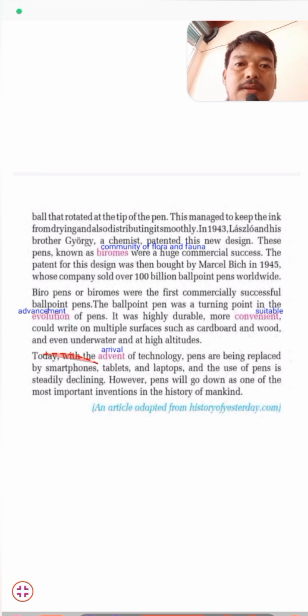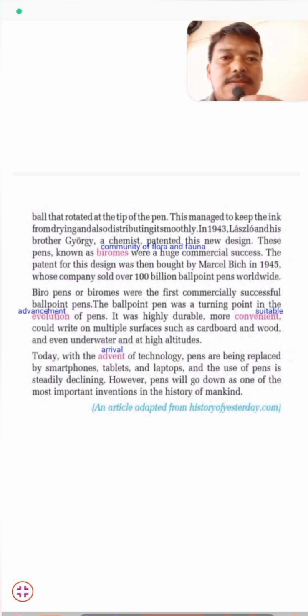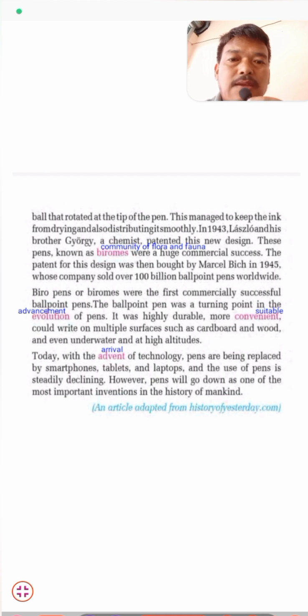And in the final paragraph, we have the advent, which means arrival, of technology. Pens are being replaced by smartphones, tablets, and laptops, and the use of the pen is steadily declining. Yes, it's true, students. Nowadays the use of pens is steadily declining because of the arrival of new technology like smartphones, tablets, laptops, and mobile phones.